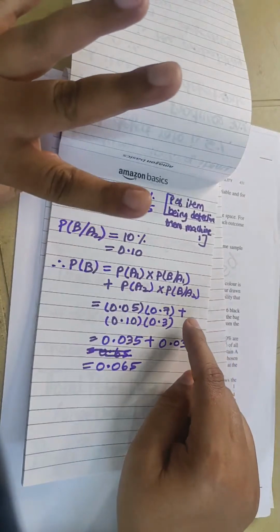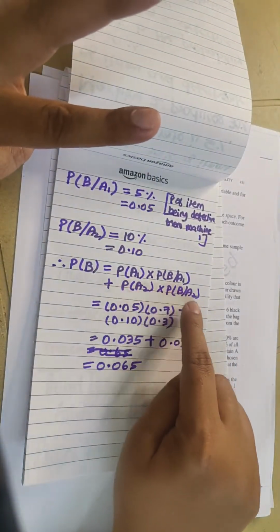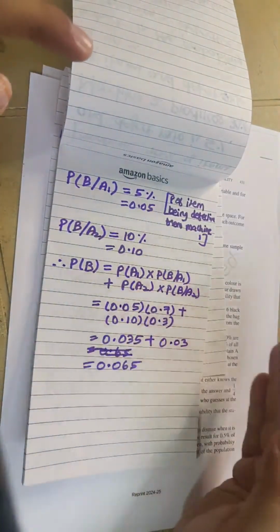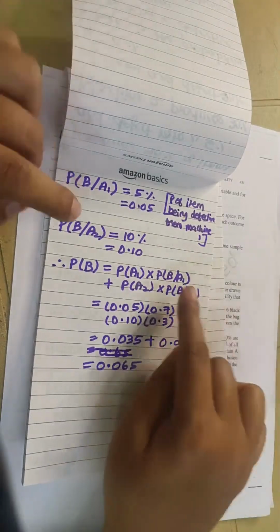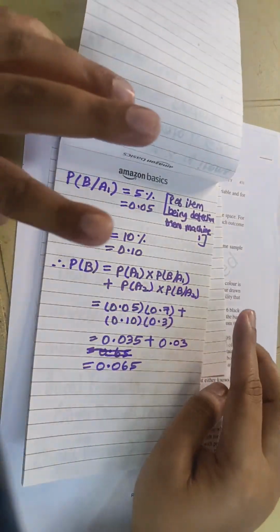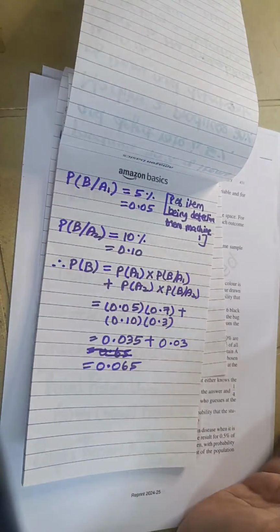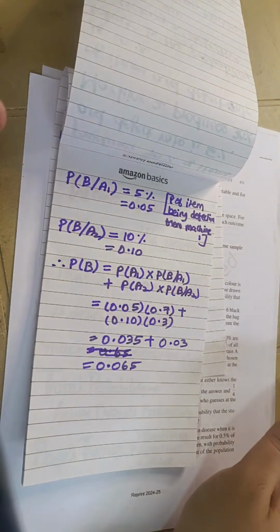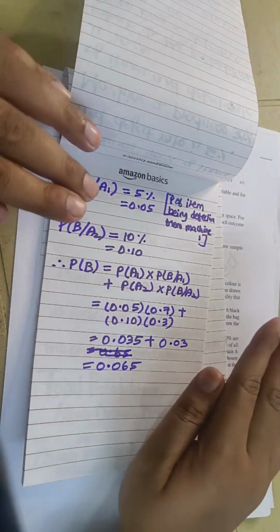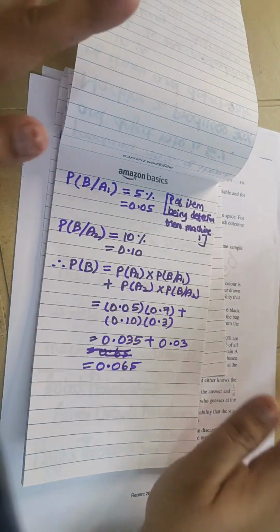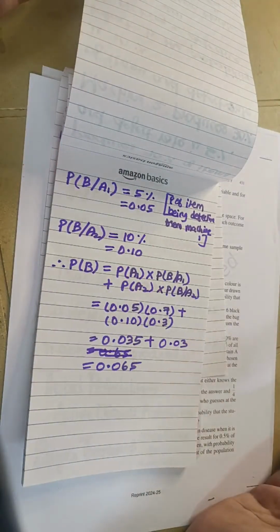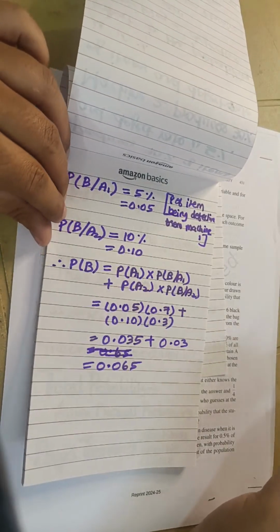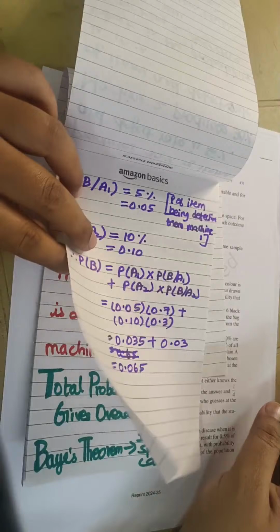If I have 4 events, then P of A3 into P of B given A3, plus P of A4 into P of B given A4. It continues for n number of events. It is not for only 2 events. It can be for 3, 4, 10, for anything. For n number of events it holds. There is no condition applied. We are only finding the defective item. It can be from any machine. For this case, you will use the total probability theorem.